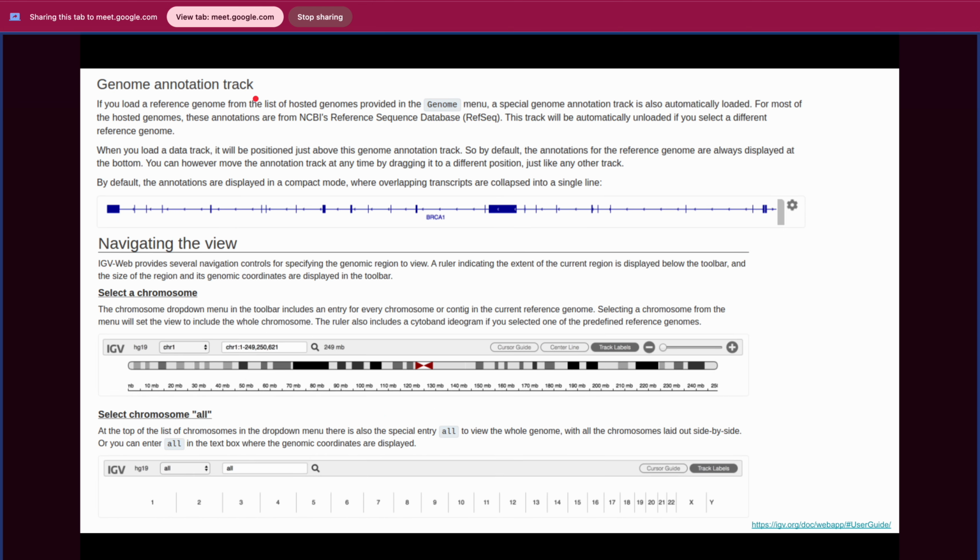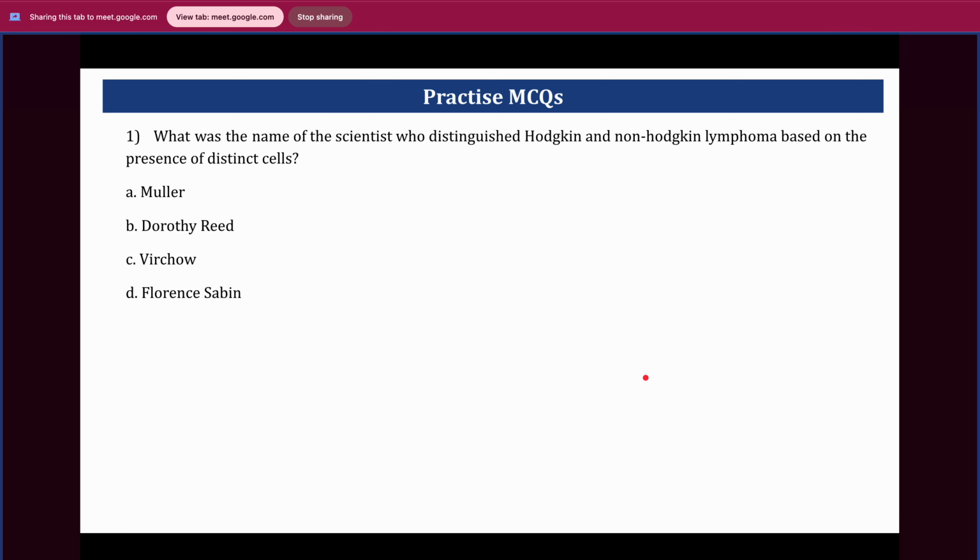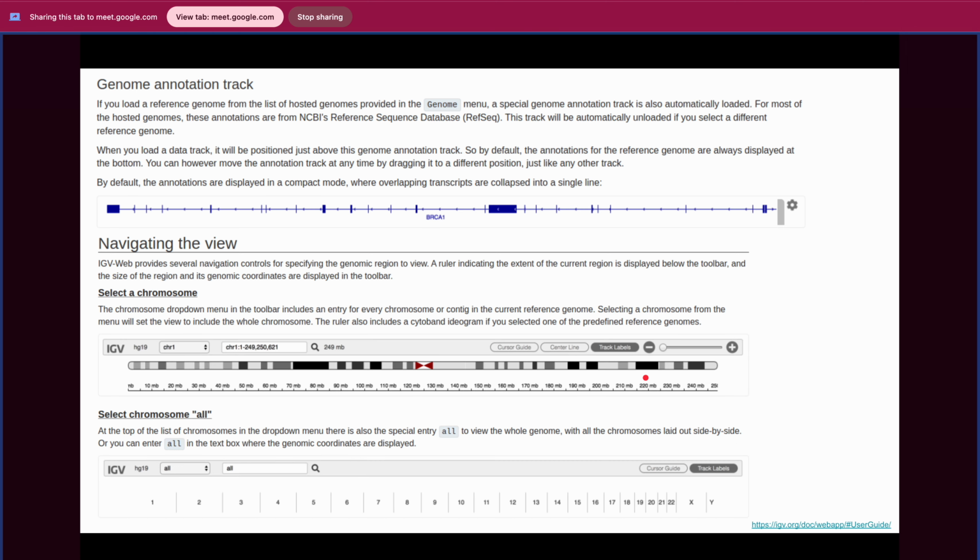Then genome annotation tracks. In this case, for each gene they have also mentioned the position of that gene in a particular chromosome. That you can capture here. And navigation, the view. In this, they are telling about how you can navigate across chromosomes. You can also enter the coordinates, and then you'll be able to see. So all these things we have already covered.